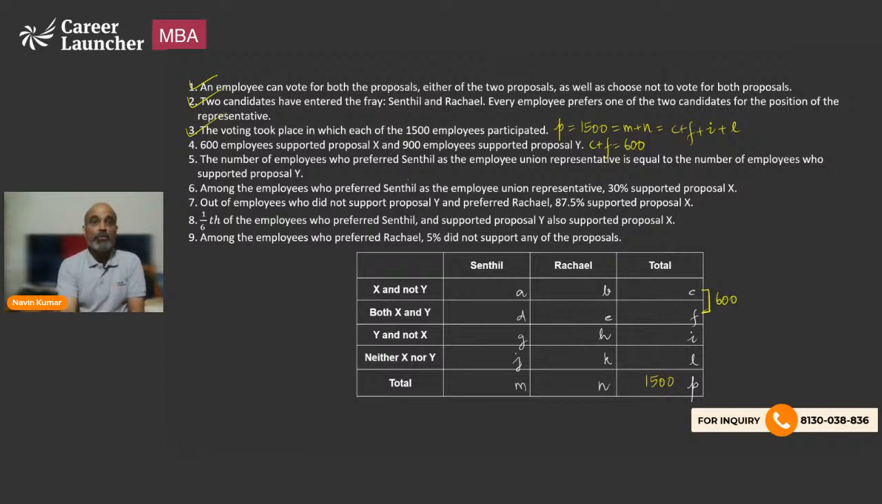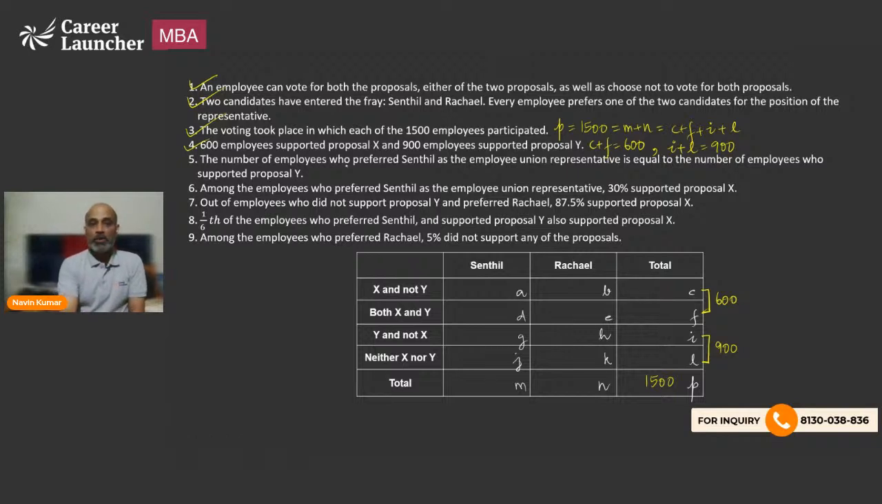And 900 employees supported proposal Y. So obviously for proposal Y, this is going to be 900. That is I plus L is going to be 900, which is obvious, no? Because out of 1,500, if 600 is that, so remaining is 900 only. Right? Okay. Done with the fourth.